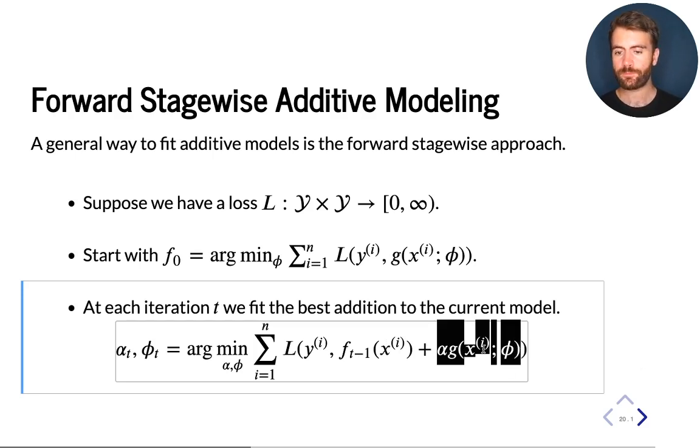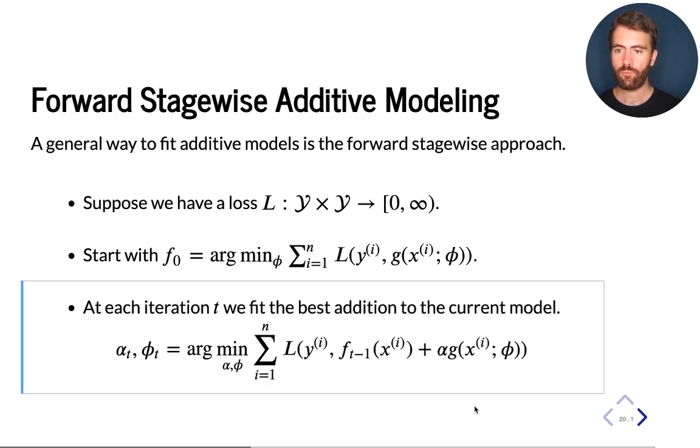We only minimize this term, and that prevents us from finding the global optimum, the globally best set of parameters for the ensemble, but it keeps this optimization process tractable.